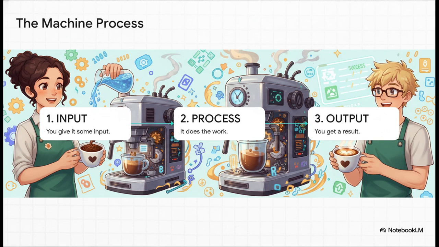First, you've got the input. For our coffee maker, that's the water and the coffee grounds. Second, you've got the process. The machine gets to work, heating the water, brewing the coffee. And third, you get the output, a perfect, delicious cup of coffee. See? Input, process, output. That is the core idea right there.